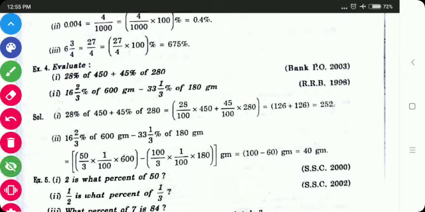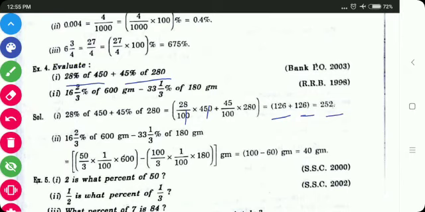Next problem is evaluate 28% of 450 plus 45% of 280. So 28% of 450 means 450 into 28 divided by 100, and 280 into 45 divided by 100. So it is 126 plus 126, that is 252.